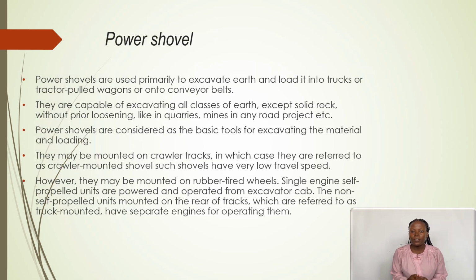Power shovel. These are used primarily to excavate earth and load it into trucks or tractor-pulled wagons or onto conveyor belts. They are capable of excavating all classes of earth except solid rock without prior loosening.